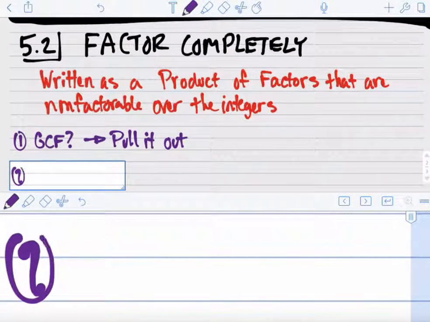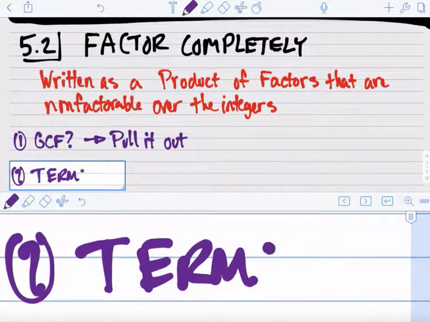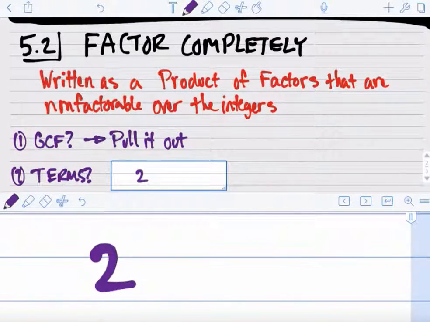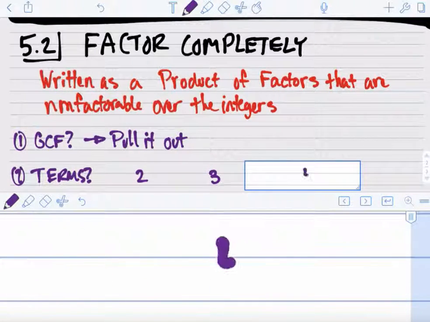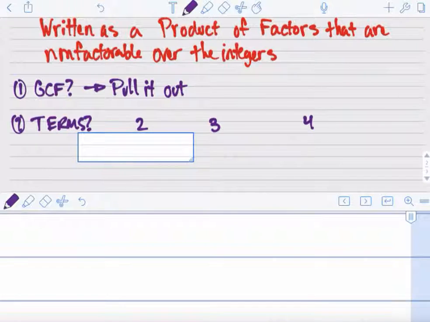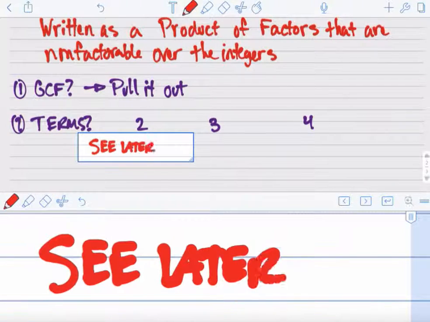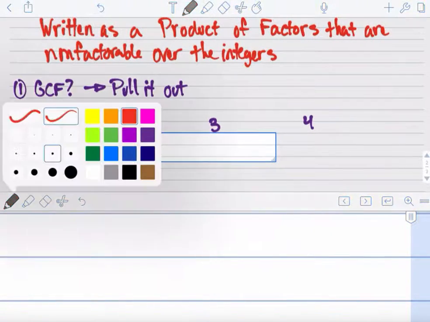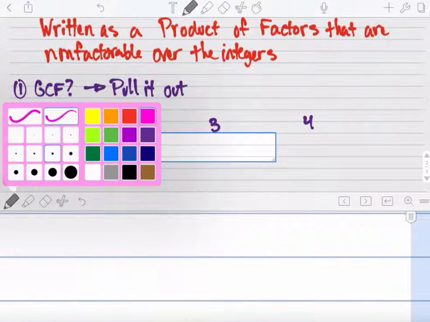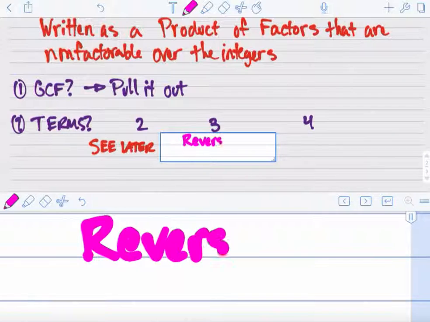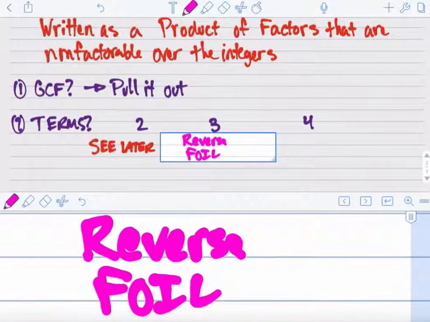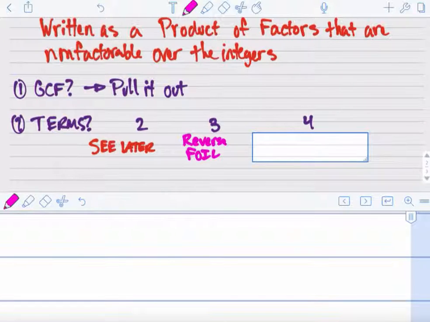The second step is to ask how many terms. You could have 2, 3, or 4, and you do different things for each. We will see 2 terms later, so we won't talk about 2 terms right now. With 3 terms, your first instinct should be to reverse FOIL. And with 4 terms, you should think grouping, factor by grouping.